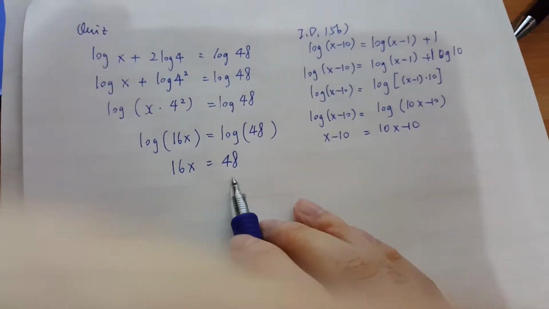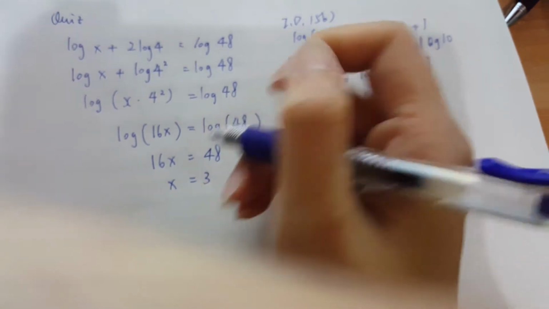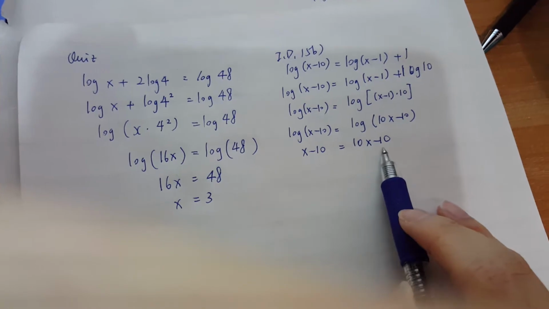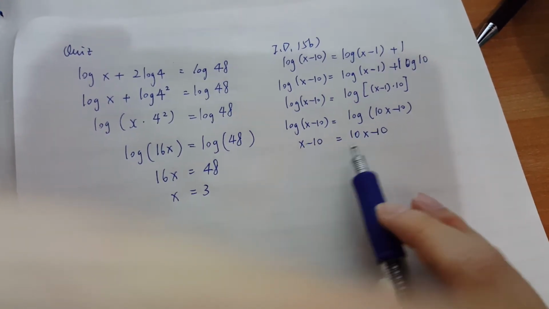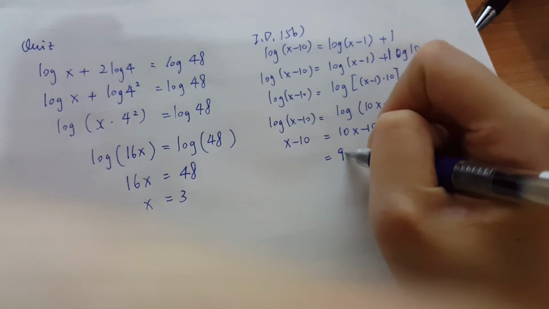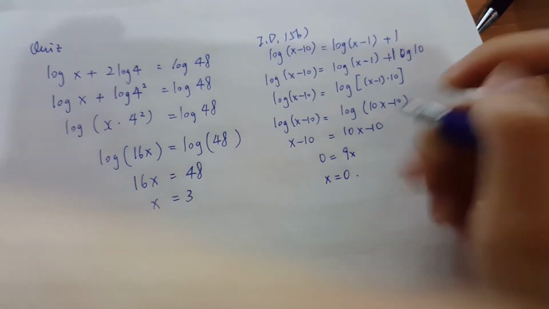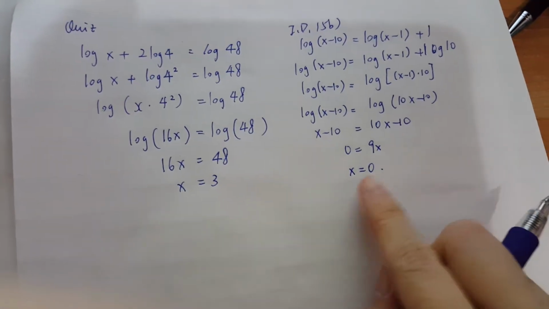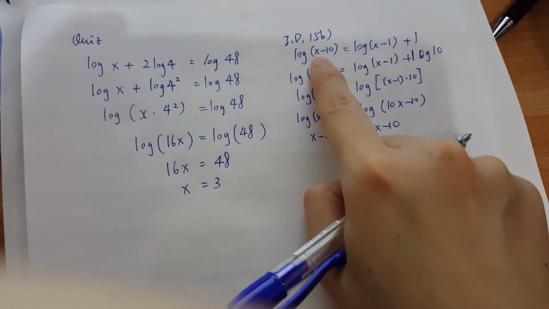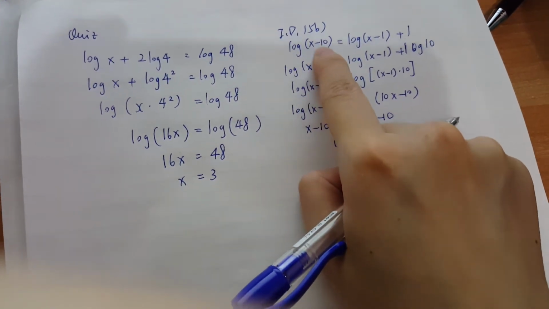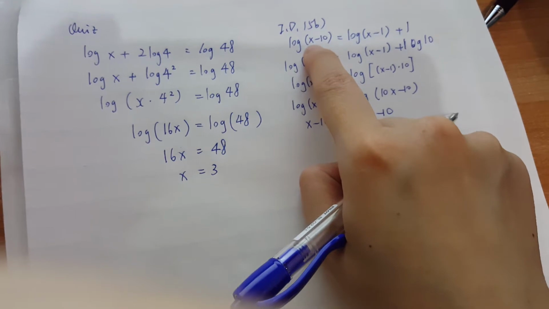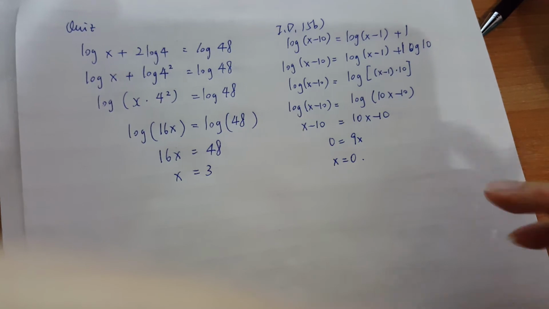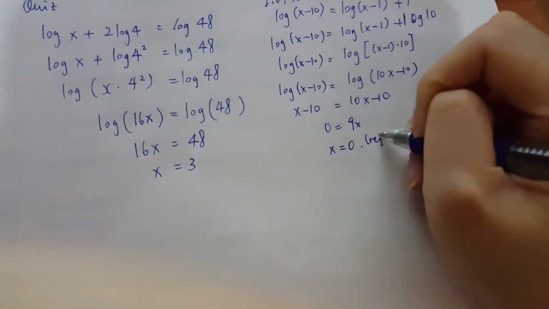So you can just throw the 16 to the right hand side, x equals to 3. And then for this one, you can throw minus 10 to the right hand side, plus 10 minus 10, so you can cancel out. So here would be 9x equals to 0, x equals to 0. Okay, and one last thing, okay, is that 0, when you substitute it back to here, log 0 minus 10, so that means log negative 10 is math error. Okay, when you press your calculator, it's error. So therefore, you have to reject this answer.